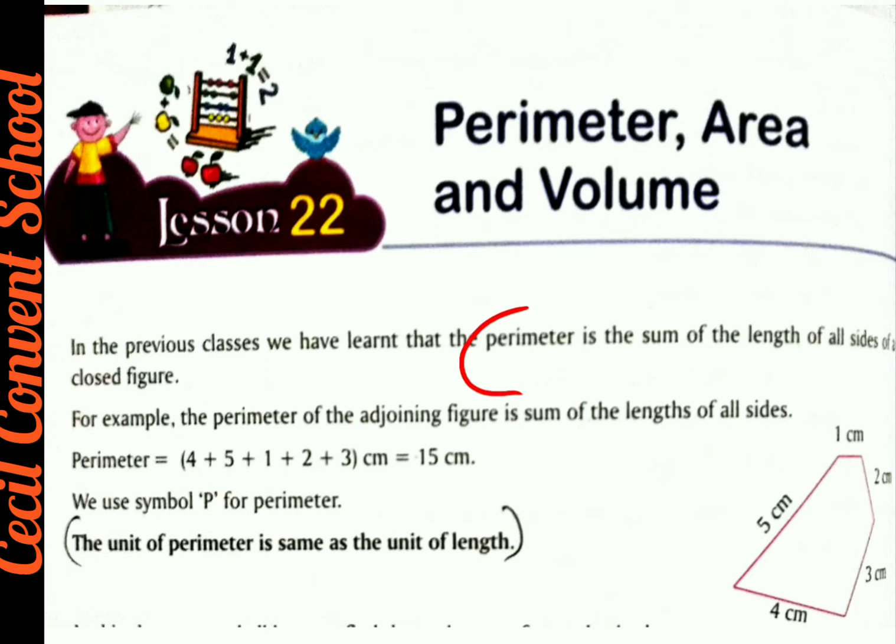If you want to find the perimeter of any figure, then you have to sum all of its sides. Clear? For example, if you have this figure and you want to find its perimeter, how can you find it? For this you have to add them. 1 plus 2, 3, 3 plus 3, 6, 6 plus 4, 10, 10 plus 5, 15 centimeter. Now its unit will be centimeter. So the unit of perimeter is the same as the unit of length.